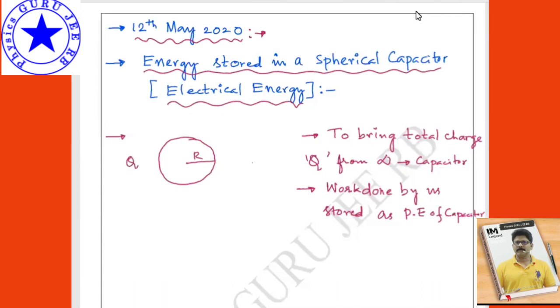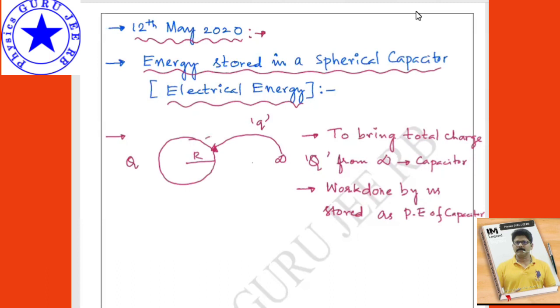So to bring it from infinity to this capacitor, work is done by us, stored in the form of potential energy. Total charge means we cannot bring the total charge at a time. So what we'll do is we'll take slowly some charge. It is nothing but a small charge q that we'll be bringing from infinity to this spherical capacitor. Let us take a q.